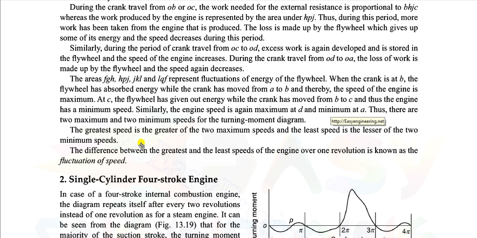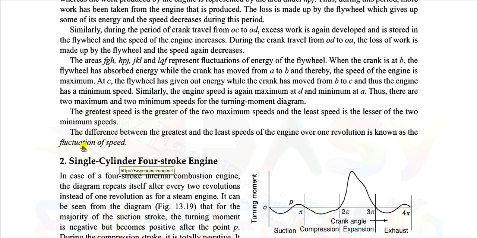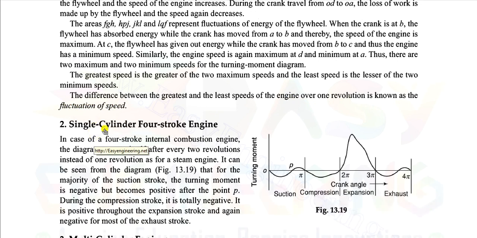The maximum we will call omega 1 or N1. It will be rotational speed in revolutions per minute, or angular speed in radians per second. So the difference between the greatest of the maximum and the least of the minimum speed of the engine over one revolution is called fluctuation of speed. This definition will be for all.